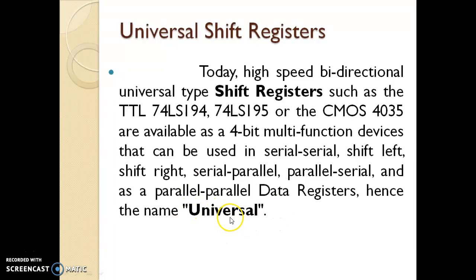So a universal shift register is a circuit which is capable of giving all the basic operations which we have just discussed. So this is the basic operation of one of the sequential circuits, that is nothing but a shift register.